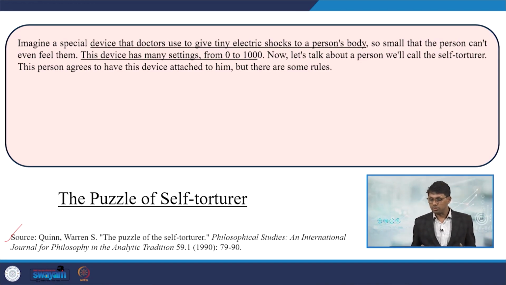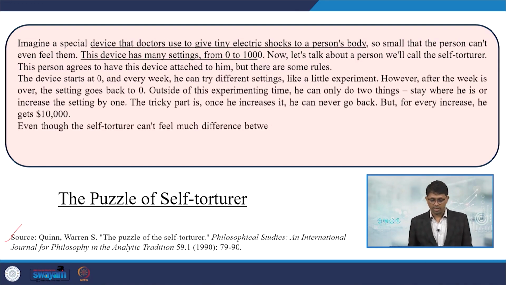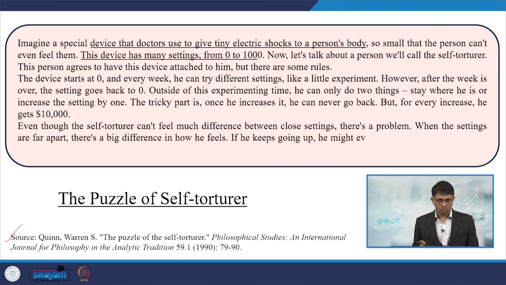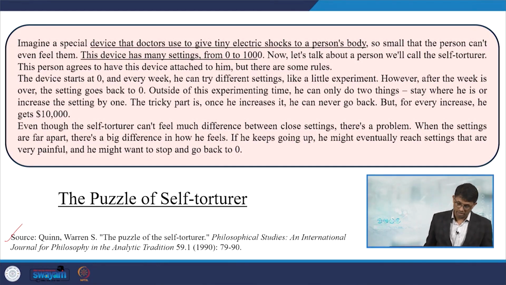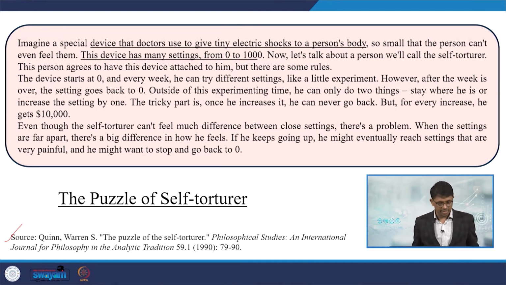Let us talk about a person we will call the self-torturer. This person agrees to have this device attached to him. There are some rules, though. The device starts at 0 and every week he can try different settings like a little experiment. However, after the week is over, the setting goes back to 0. Outside this experiment, he can only do two things: stay where he is or increase the setting by 1 unit. The tricky part is that once he increases it, he can never go back.